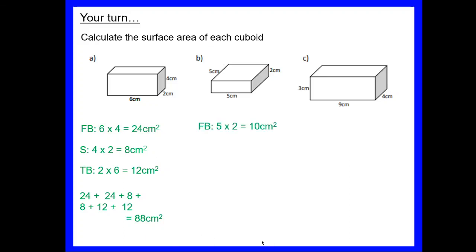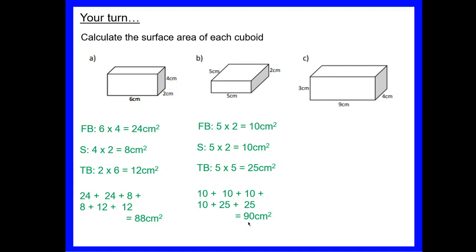For our second one then, the front and the back come to 10 centimeters squared, 2 times 5. The sides are 5 times 2, so 5 long by 2 high, which is 10 centimeters squared. And the top and bottom are 5 by 5 this time, which is 25 centimeters squared. So again, we've got the front, the back, the left side, the right side, the top and the bottom all added together comes to 90 centimeters squared.